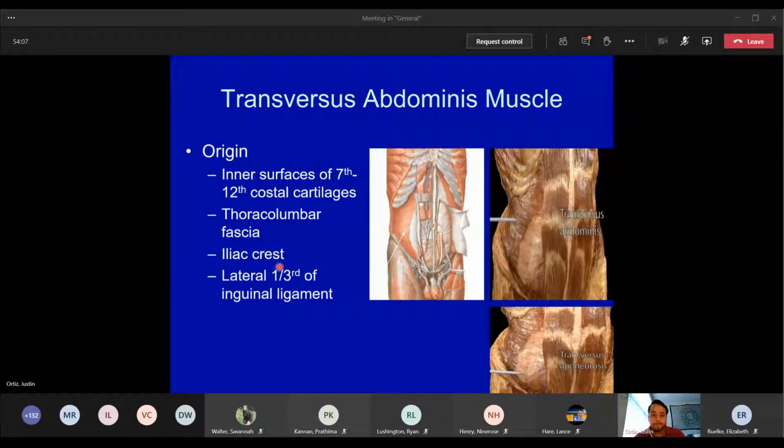The next one is going to be the transversus abdominis muscle. This one's going to be on the inner surfaces. It's on the inside of the ribs, basically the 7th through 12th costal cartilages, the thoracolumbar fascia, which means it goes all the way to the posterior side near the spine, the iliac crest, and the lateral third of the inguinal ligament. But what's important to know here is that the fibers are going transverse to the sides.